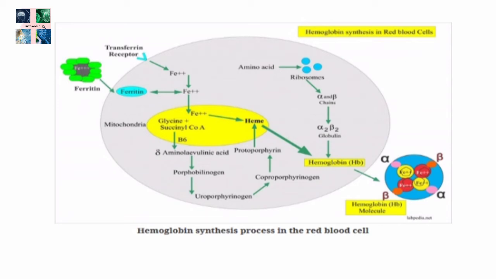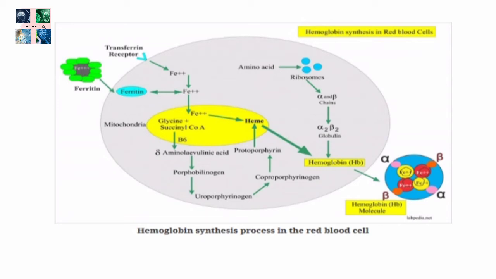So this is all about the synthesis of heme. Hemoglobin synthesis is a complicated process. This takes place in the red blood cell. To understand, this is summarized in the diagram. Amino acids are assembled in the ribosomes and give rise to alpha 2 and beta 2 globin, and then transferrin gives iron, which will combine with the heme molecule.